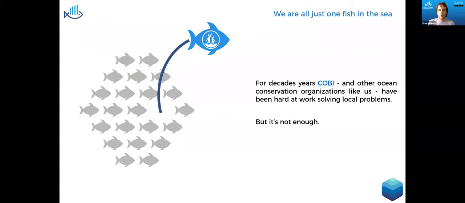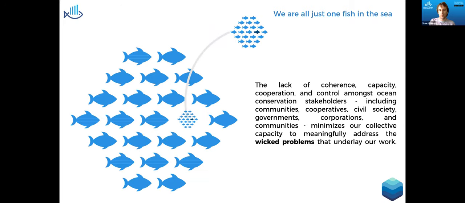But Mexico alone has over 5,000 small coastal communities. So we've reached less than 1% in 20 years. And COBI is just one fish in the sea too. There are many seas, and without this coordination, cooperation, and without all stakeholders pulling together, these wicked problems related to the SDGs are not gonna get solved. So how do we work on this?